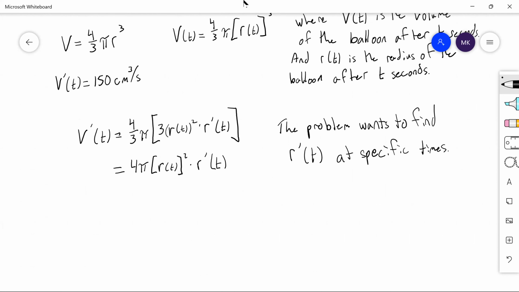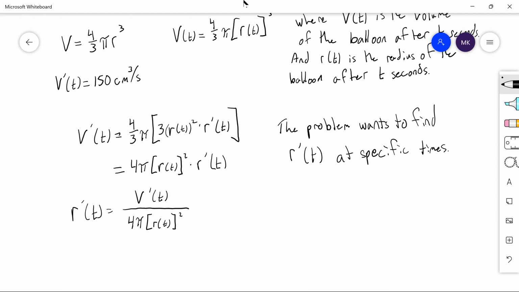So using this and the equation we just took, we get that r prime of t is equal to V prime of t divided by 4 pi times r of t squared.